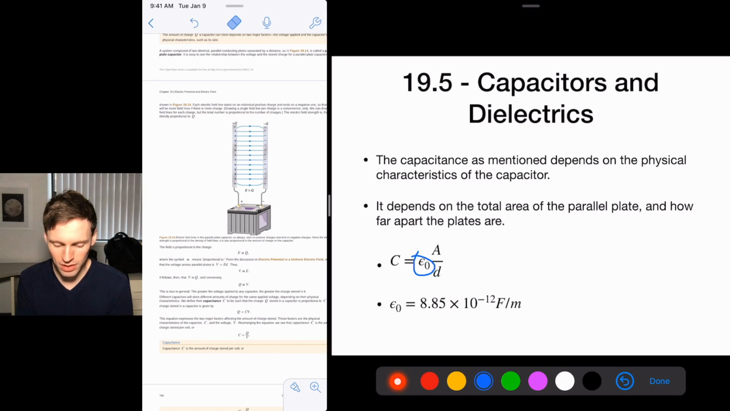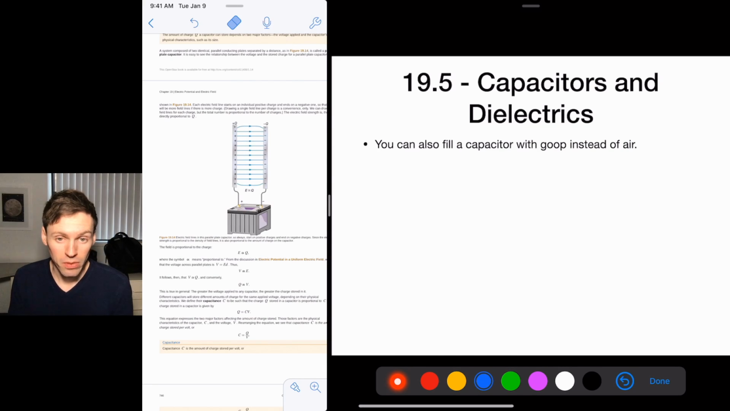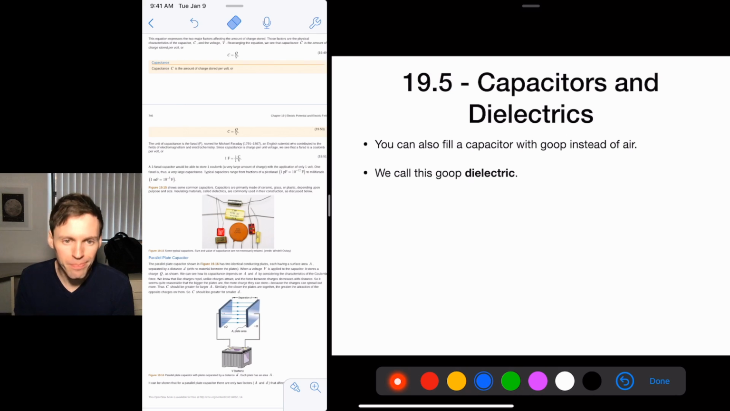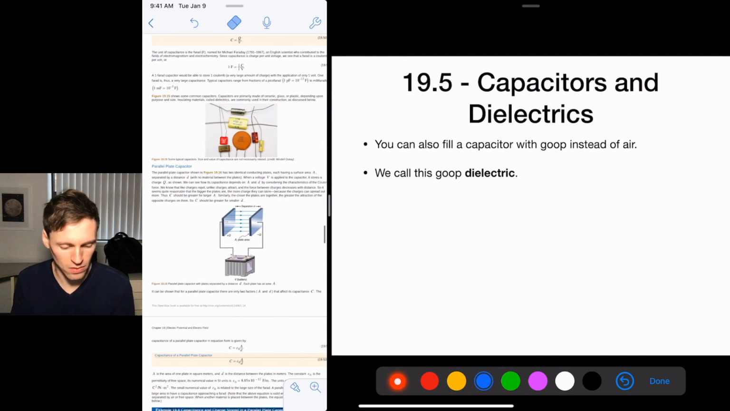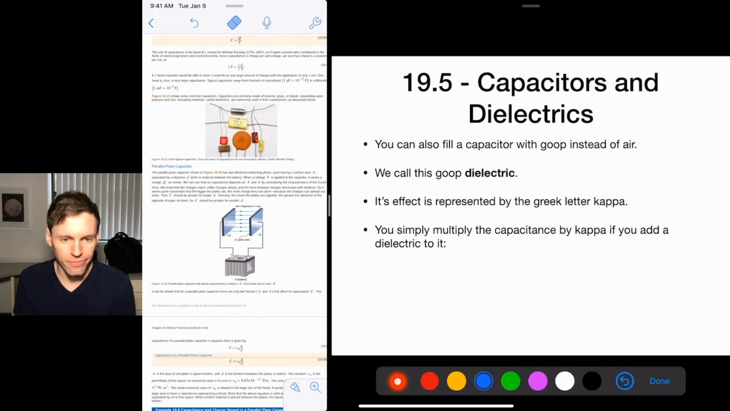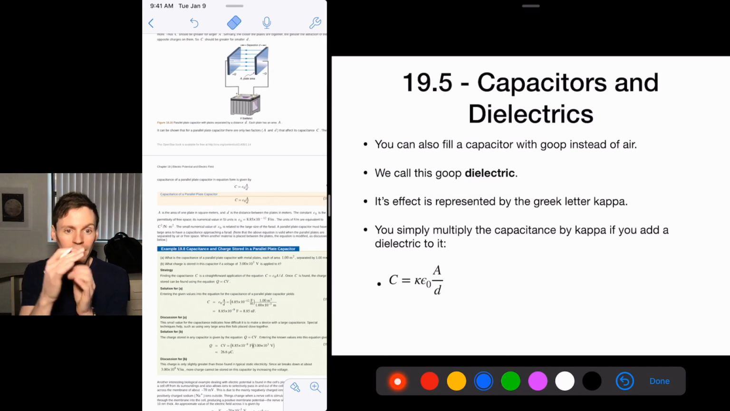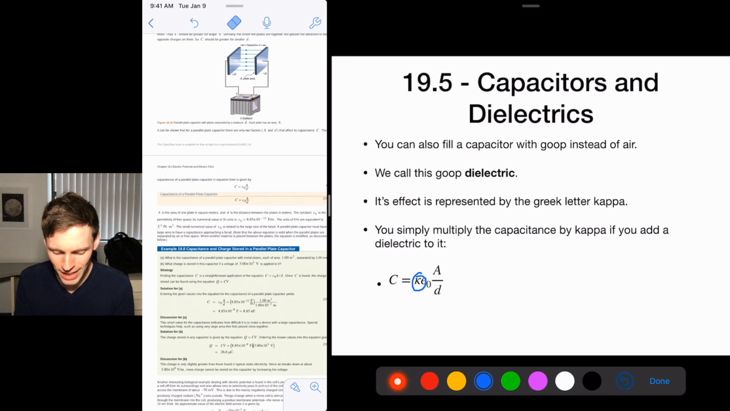Epsilon naught never changes, it's a constant, but the area of your plates can change, and so can the separation between them. You can also, instead of having air between your metal plates, fill it with goop, like plastic or goo or something else. We call that goop a dielectric. The dielectric is represented by the Greek letter kappa, and it's called the dielectric constant, and it's a property of the dielectric. Besides changing the cross-sectional area and how far apart the plates are, you can put this goop in, which will change its properties. So you can increase the capacitance of a capacitor by adding a dielectric to it.